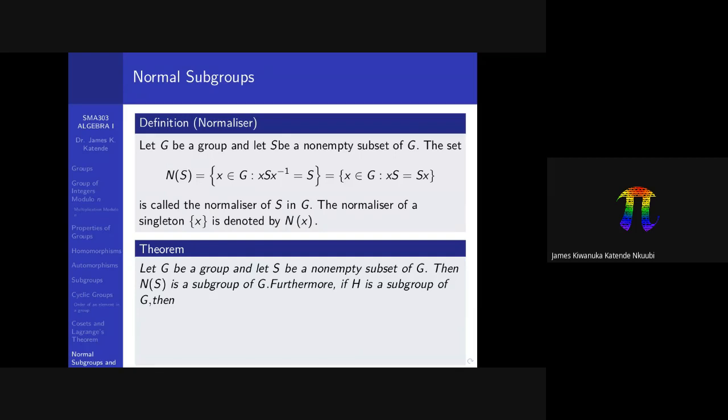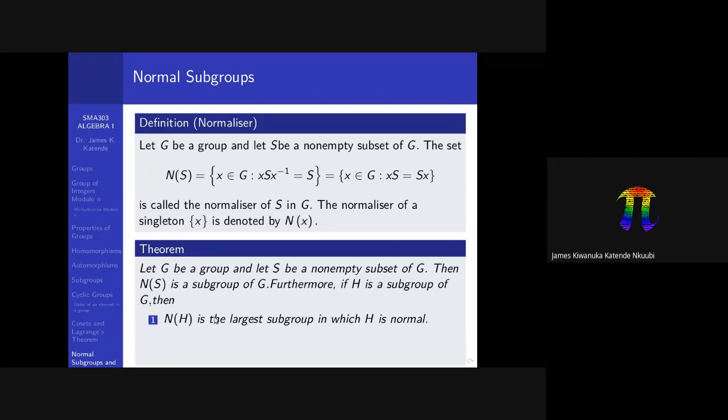So let G be a group, and let S be a non-empty subset of G. Then the normalizer of S is a subgroup of G. And if H is a subgroup of G, take note of this. Up here, we are considering any subset, whether it's a subgroup or not, and we claim that the normalizer of a subset will be a subgroup of G. But if we restrict ourselves to subsets that are subgroups, then we can say some more.